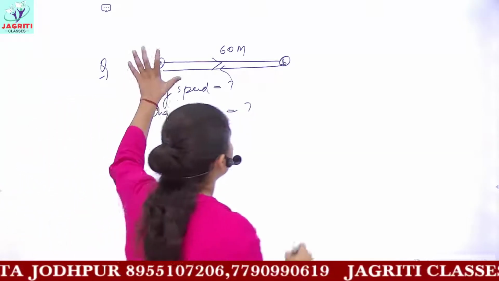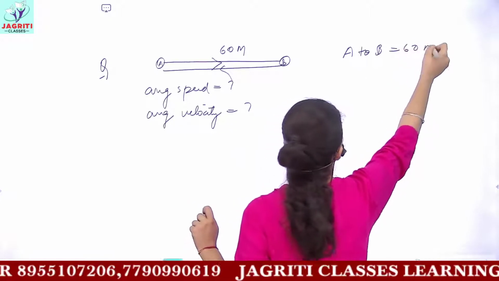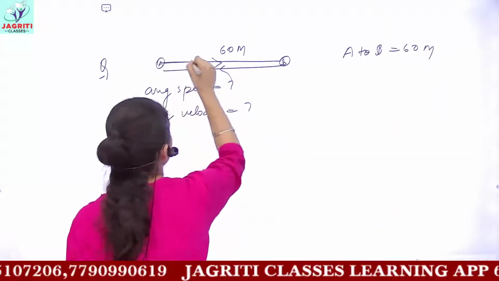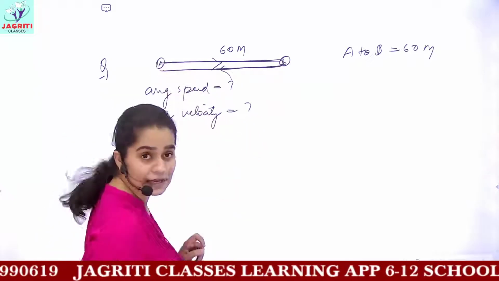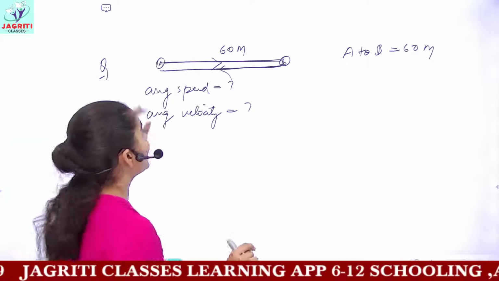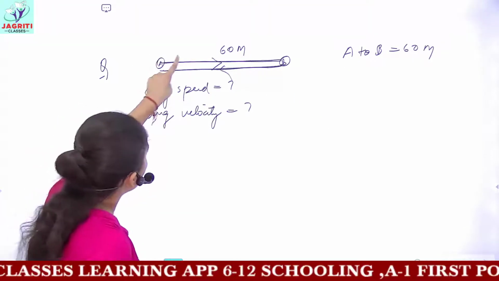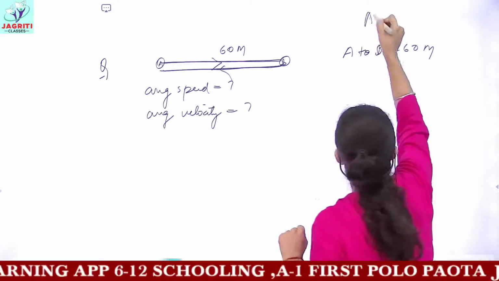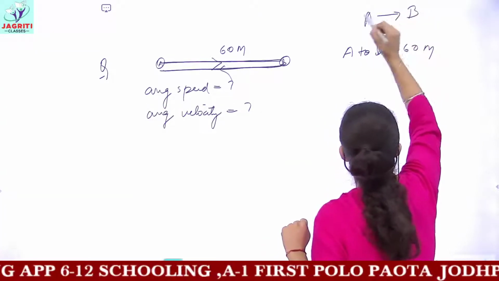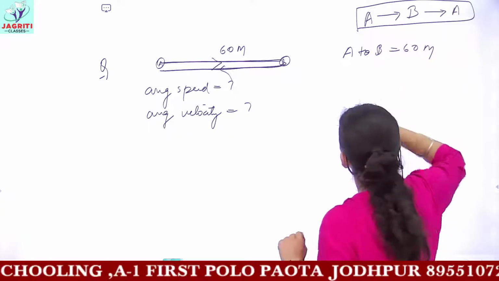You are given that the distance of A to B is 60 meters. The object first traveled from A to B and then it turned back and traveled back to A. This is the question. I am not writing the whole question in language now. So this is your question. Length of A to B is 60 meters. The path of the object I can write in short. It traveled from A to B and then back to A. This is the path traveled by the object.